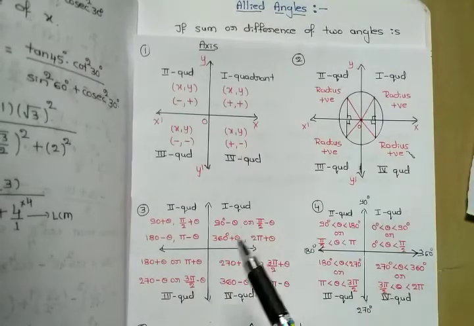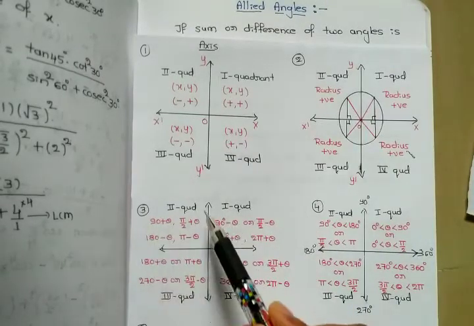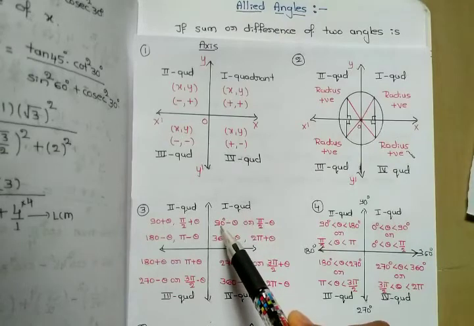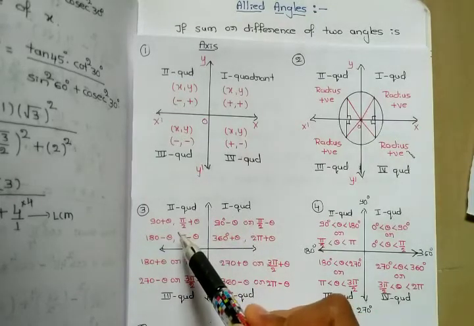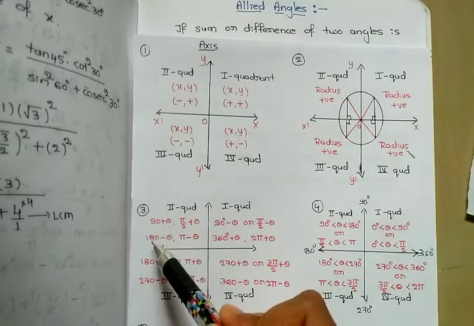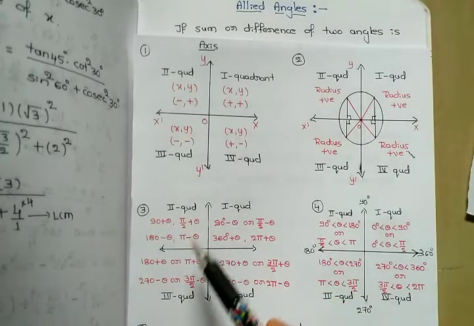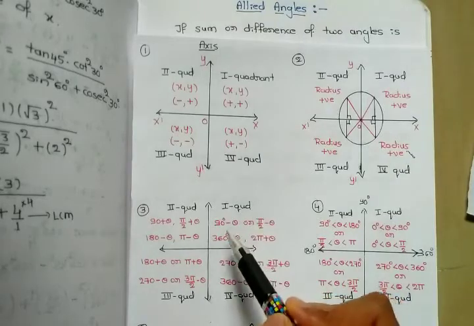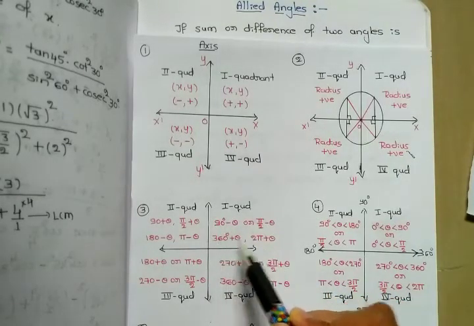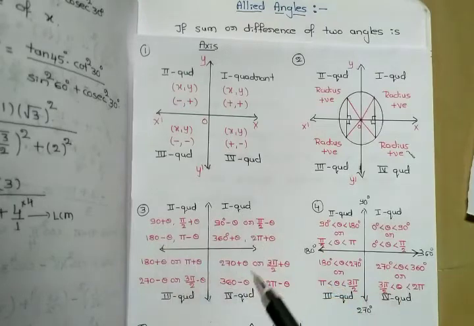Next, third point. In the third point, remember again in the axis, in the first quadrant, 90 degree minus theta and 360 degree plus theta, these two angles are going to lie. In the second quadrant, 90 plus theta comes and 180 minus theta comes. Okay, in the third quadrant, 180 plus theta, 270 minus theta is going to lie. In the fourth quadrant, 270 plus and 360 minus. So 90 degree in radian is pi by 2, 360 is 2 pi, 180 is pi, and 270 is 3 pi divided by 2.